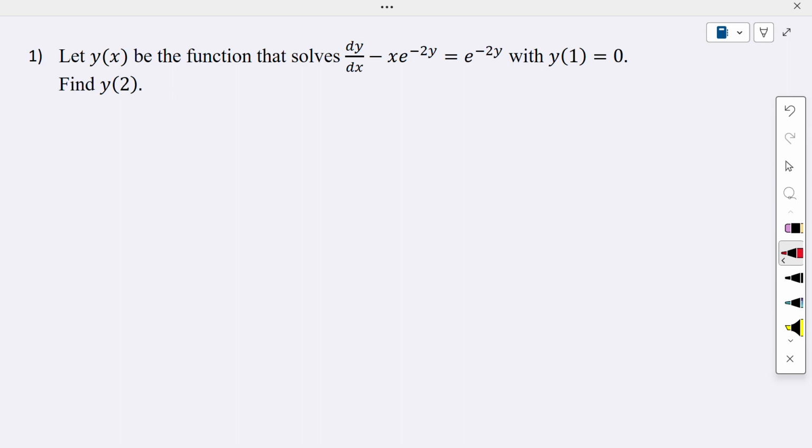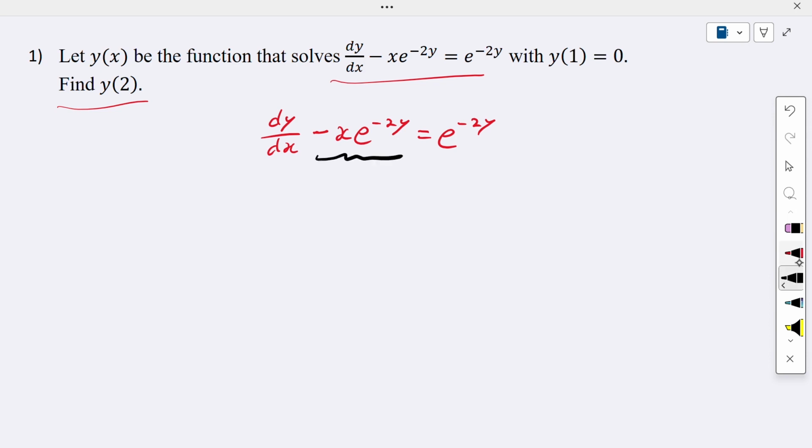Let us see this initial ODE problem and then find y(2). Okay, so rewrite this equation down here. We have dy/dx minus x e^(-2y) is equal to e^(-2y). Okay, so we're going to shift this to the right hand side.